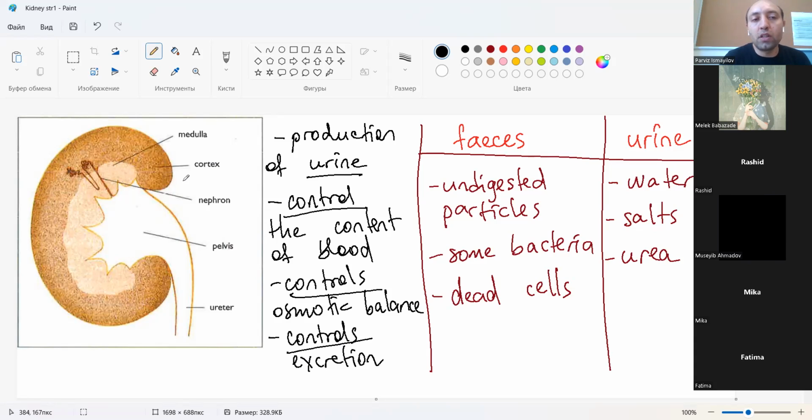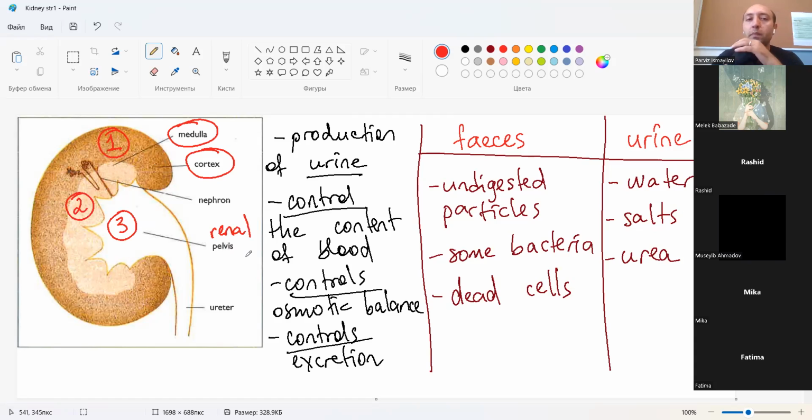If we talk about the structure of the kidney, guys, you must know that we have 3 layers. The first part is the outer part, known as the cortex region. Inside, we have the medulla, our second part. And we have the third layer known as the pelvis. In some books, they say renal pelvis. So we have renal pelvis, renal cortex, and renal medulla.